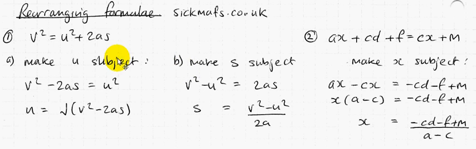Here's another example from the same formula, v squared equals u squared plus 2as, but I'm going to make s the subject. So I want s by itself this time. How do we get to this stage? I'm going to move everything away from the s slowly, so I'm going to start by moving the u squared to this side. So we've got v squared minus u squared equals 2as over here. I've just jumped that u squared to the other side and it becomes a minus u squared.